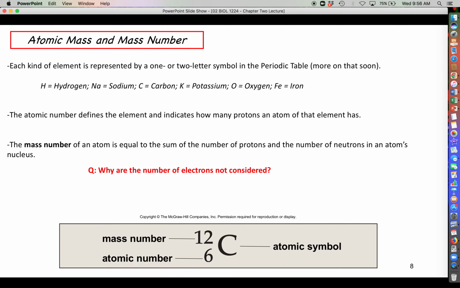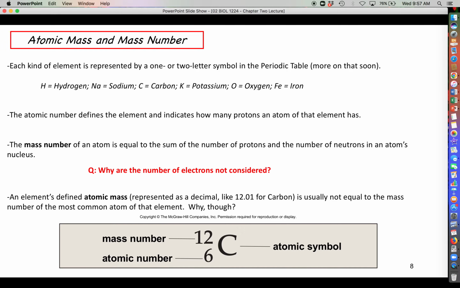Now the question becomes, why do we not consider the number of electrons? If the mass number is basically telling us how much mass an atom has in terms of number of AMUs, why do we not consider electrons? Well, remember back a couple of slides, we said that even though electrons do have a very small amount of mass, that mass is so small it doesn't really register in comparison to protons and neutrons. So again, we make a mathematical assumption that that mass is 0 even though it really is not. So electrons are not considered when you are calculating the mass number of an atom.